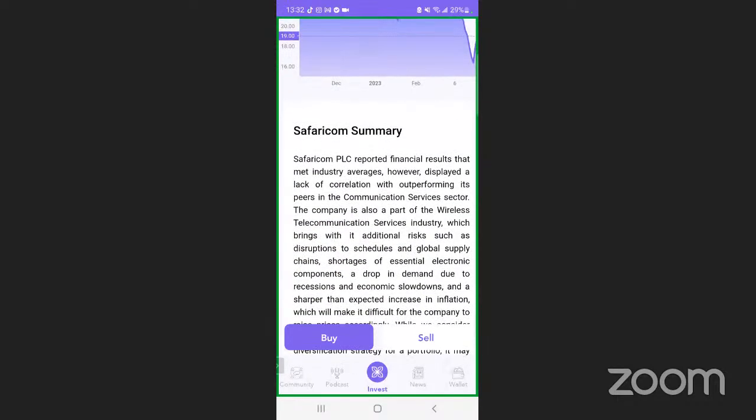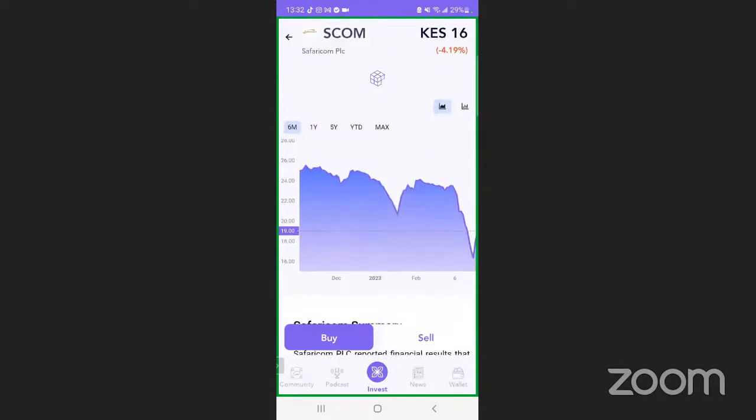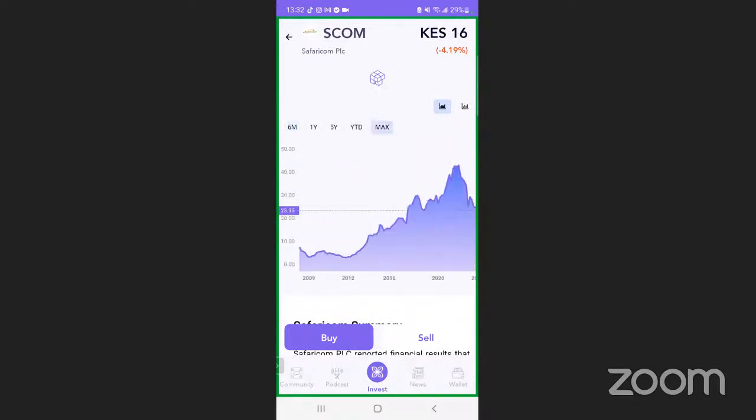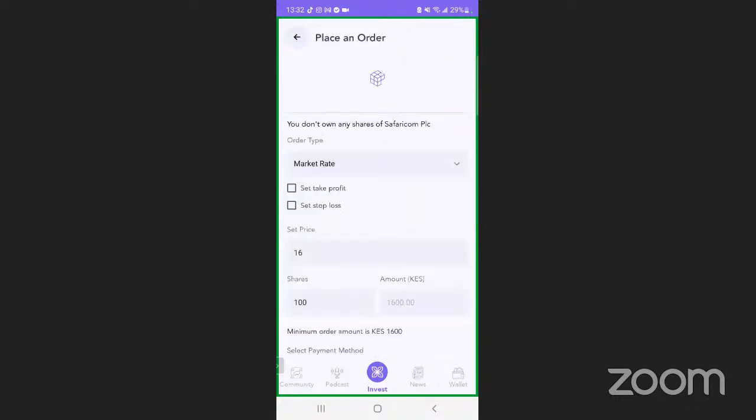So you can get details about Safaricom, and then you can see the performance of Safaricom. And then for the guys who like a more visual representation, you can go to the candlesticks. You can view the candlesticks, but you can also view the line graph. So let's select buy. So buy is the same.